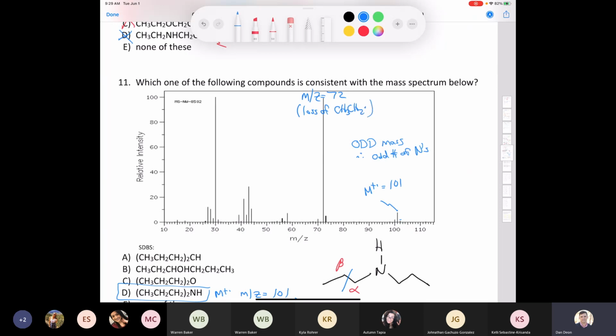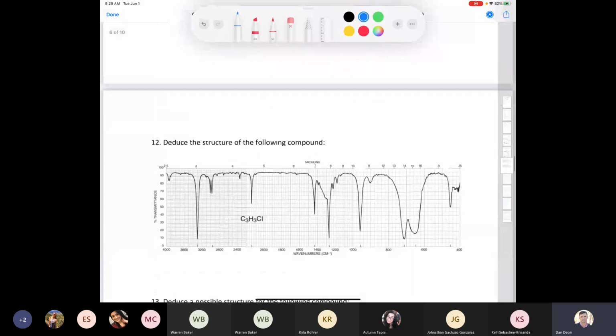Alpha cleavage, anyhow, of our secondary amine. All right, let's keep going here.